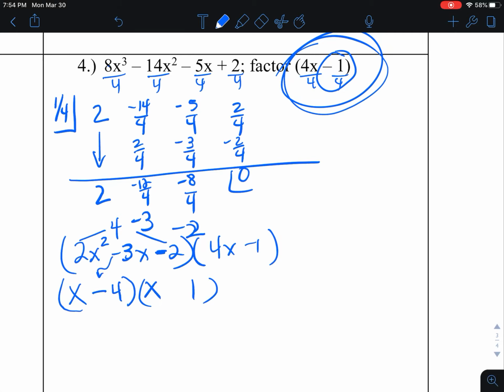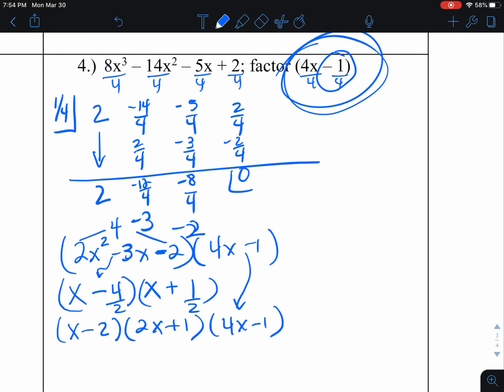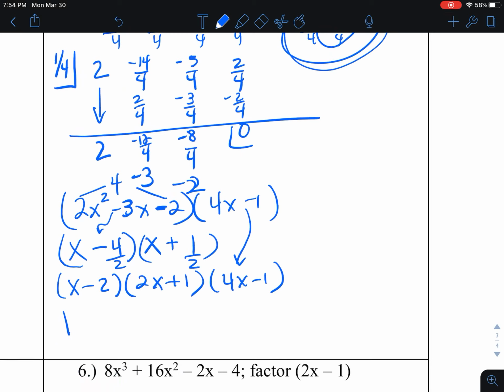First sign comes straight down. Second sign is a minus, so these have to be opposites. Then I divide by my a value. So this one just becomes x minus 2, and then 2x plus 1. And then again, I'm going to bring down my 4x minus 1. So now I just have to solve these. I get my zeros of x equals 2. If I solve that for 0, I get x equals -1/2. And here I get x equals 1/4. So those are my 3 zeros.